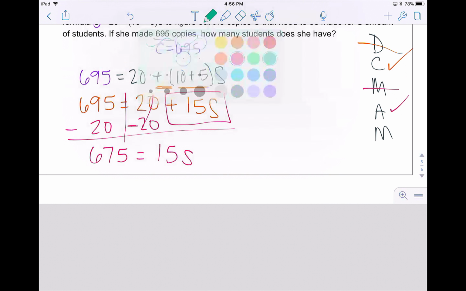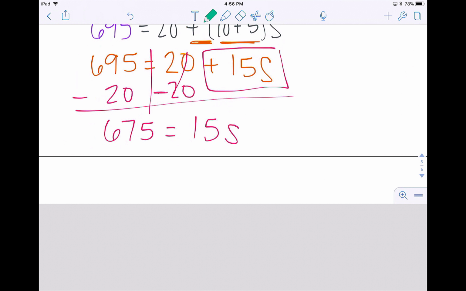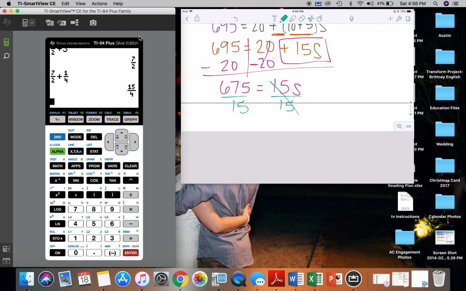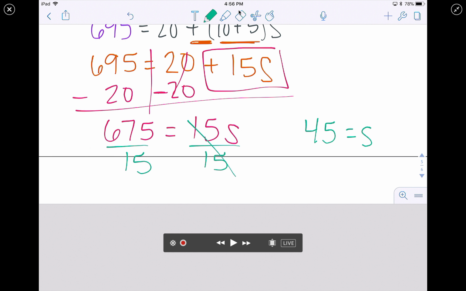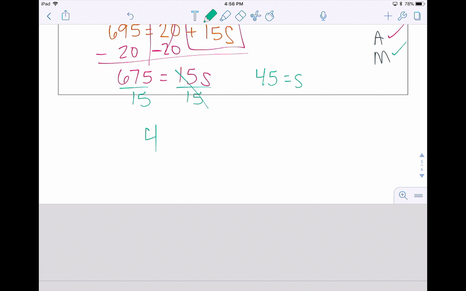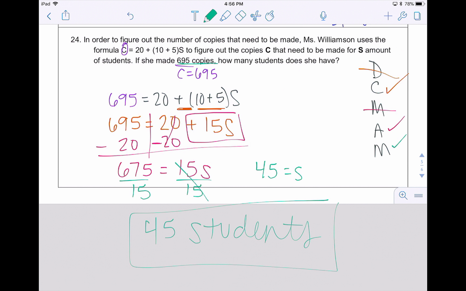And then my last step is going to be multiply or divide. I divide both sides by 15. So 675 divided by 15 gives me 45 for S. So if you've been asked to write this out, or maybe your answer choices on the test are wordy, you would say 45 students. And remember, we use S for students and C for copies. They gave us copies, so we are not talking about copies.